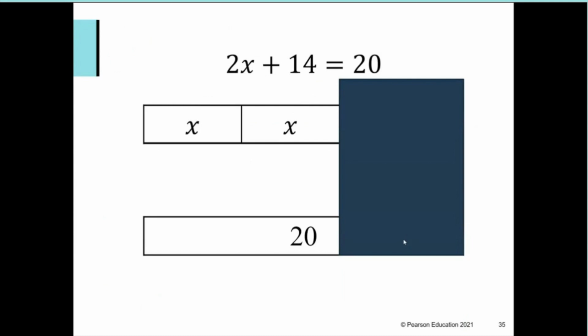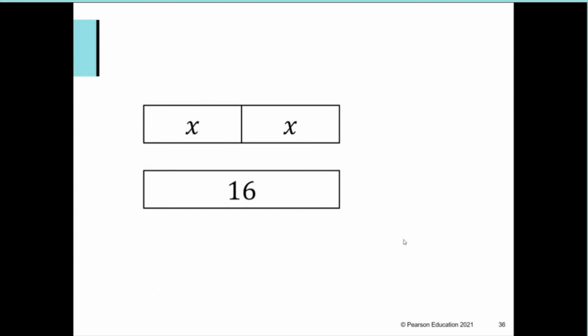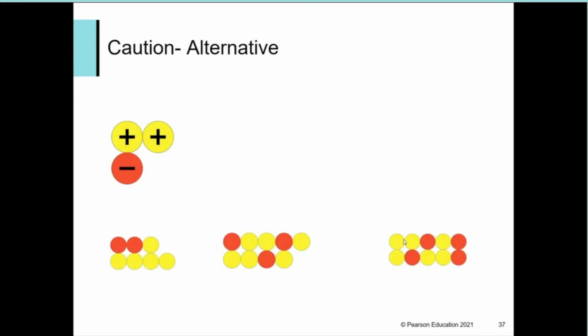And then we can take off that 14. Oh, sorry, I didn't realise I was standing on that one. We take away the 14. And then you've got the 2x is 16, so we can see that x would be 8. Okay, so like I say, some people are really confident with using the bar models for linear equations. I prefer to use algebra tiles.